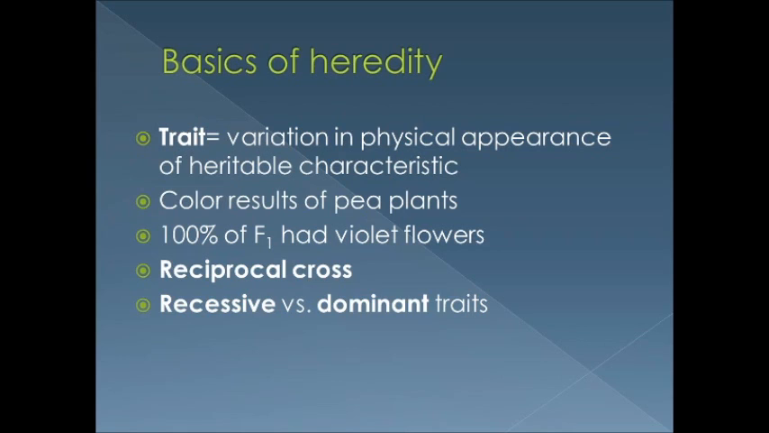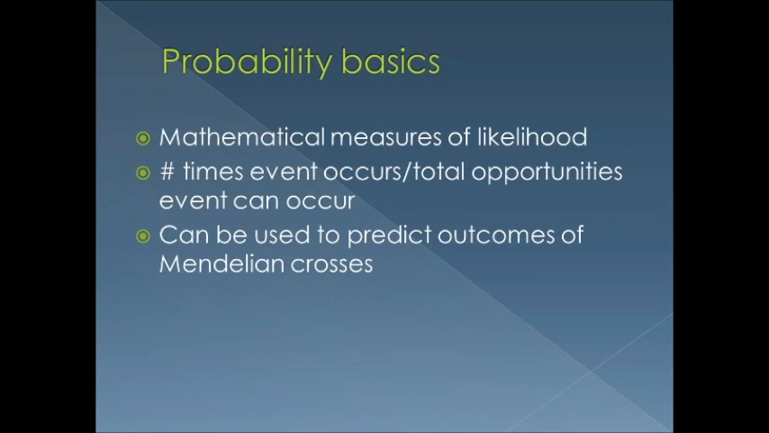In a reciprocal cross, this is a paired cross in which respective traits of male and females in one cross become the respective traits of female and male in another cross. So you can't really talk about genetics without talking about probability. Probability is the mathematical measure of likelihood. To measure probability, the equation is the number of times an event occurs divided by the total opportunities the event can occur. And this is used to predict outcomes of Mendelian crosses.